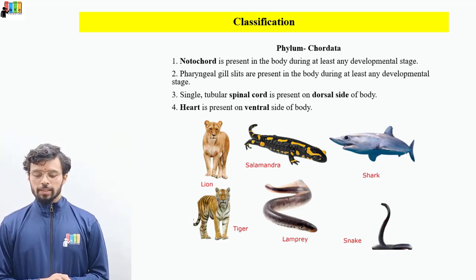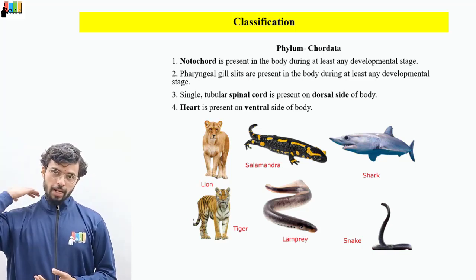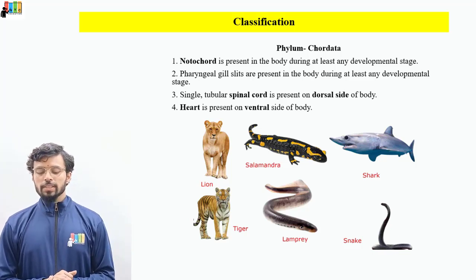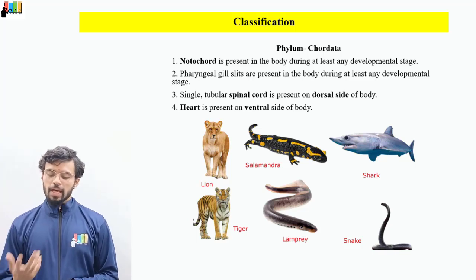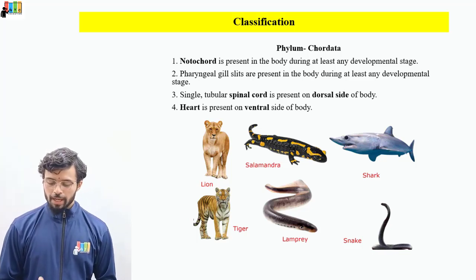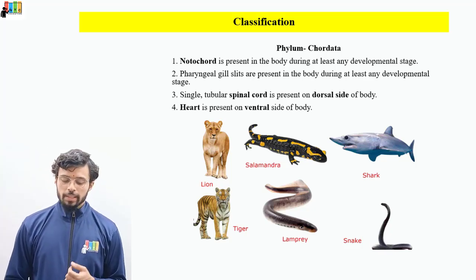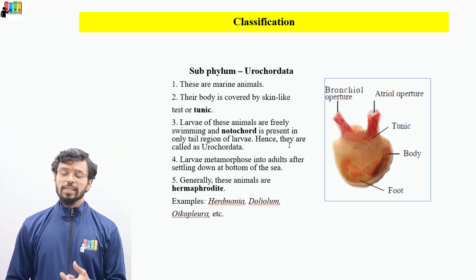Single tubular spinal cord is present on the dorsal side. What is the dorsal side? The back, right? This is the ventral side. This is the dorsal side. Heart is present on the ventral side. Again, a characteristic feature. So lions, salamanders, sharks, lamprey, tigers, snakes are all examples of chordates. So now let us see their classification further with these two subphyla.